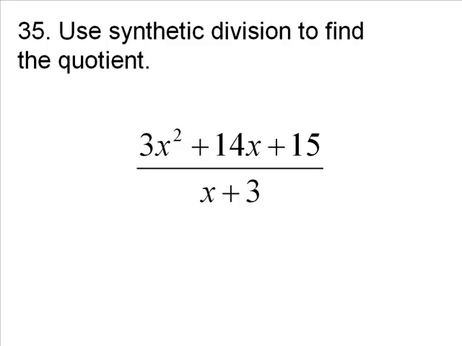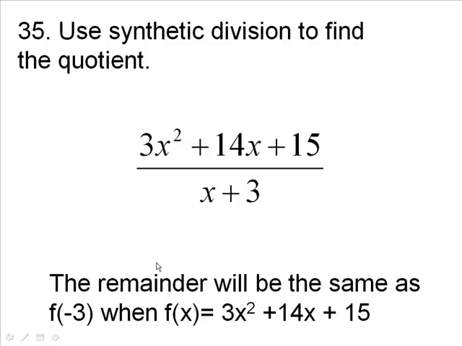Number 35. Use synthetic division to find the quotient. Here's my division problem. 3x squared plus 14x plus 15 divided by x plus 3. Now, as a little side note down here, if you were to divide this into this, what would the remainder be? It would be the same thing as if you did f of minus 3.